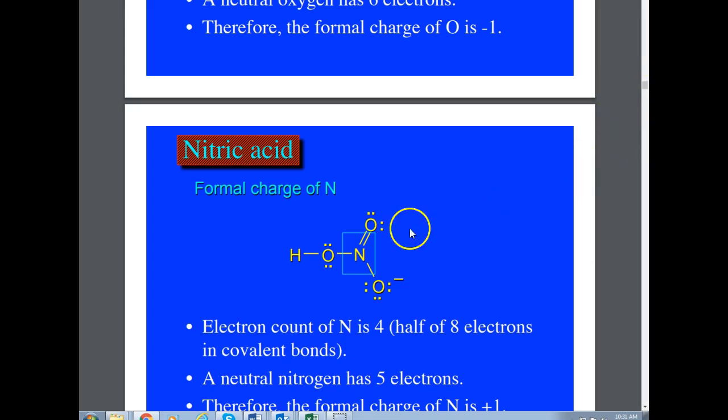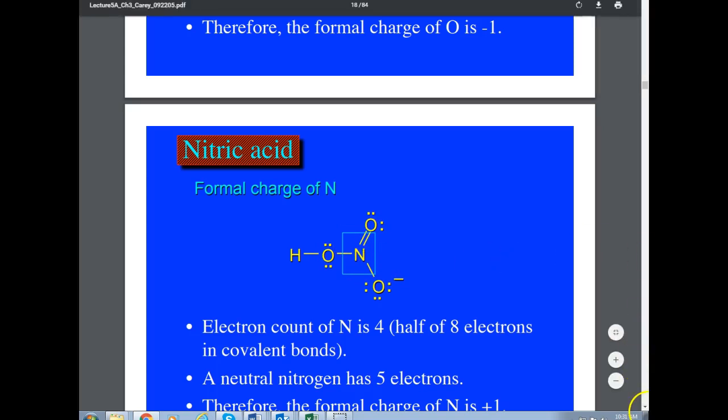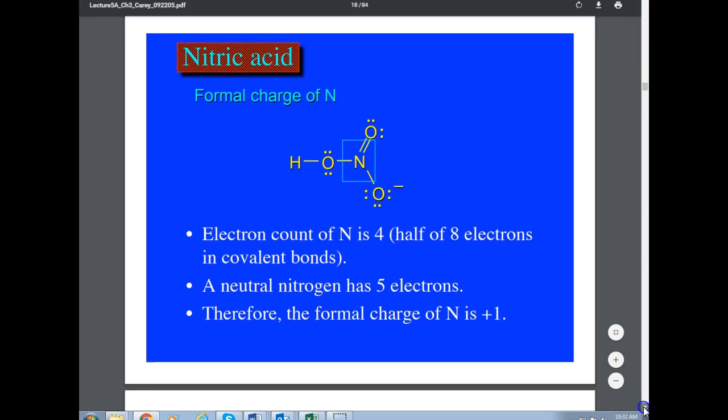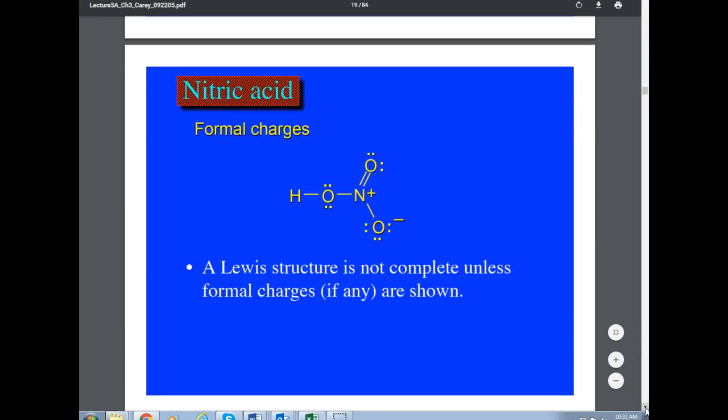The nitrogen is in group 5, so it's got 5 minus 1, 2, 3, 4, so it's going to have a formal charge of +1. So in all the atoms, we're trying to get the smallest numbers possible. So here is the way we show the Lewis dot structure totally complete.